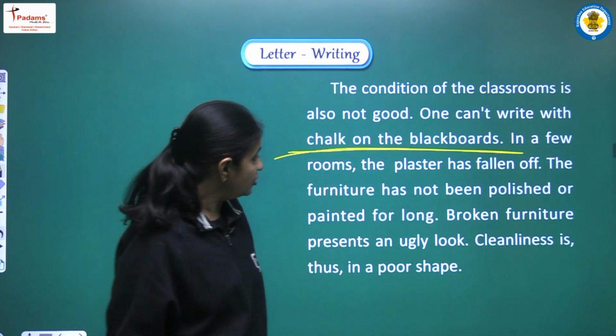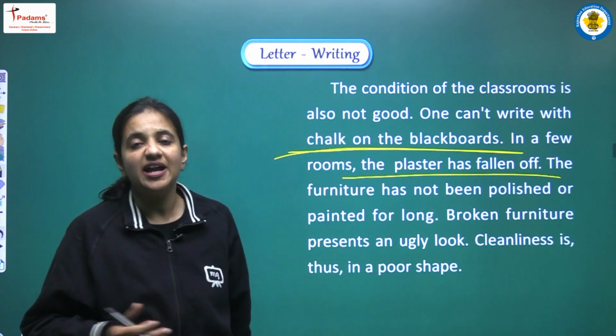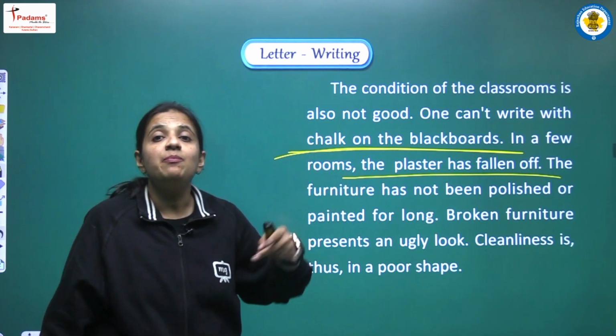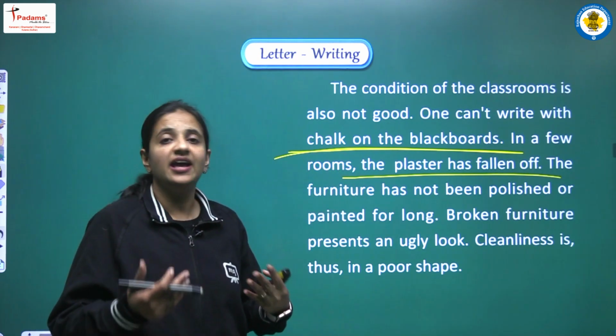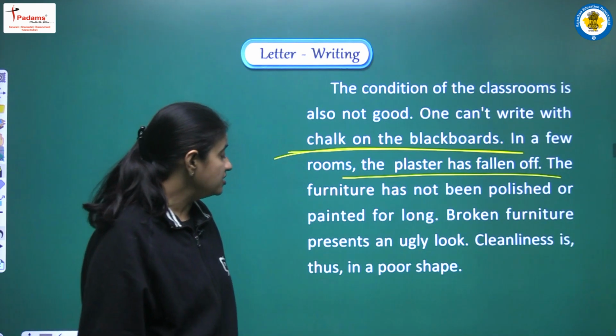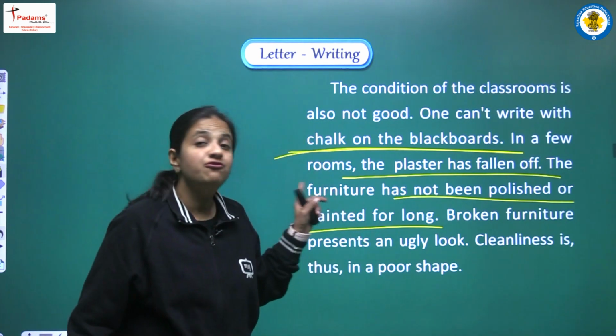Next, in a few rooms the plaster has fallen off. Next problem that can be there in a school. So we are writing that in a few rooms the plaster of the walls has fallen off. The furniture has not been polished or painted for long. Next problem. So we are mentioning furniture here.